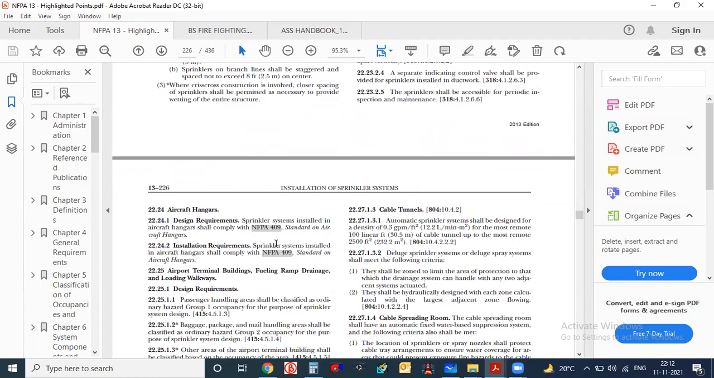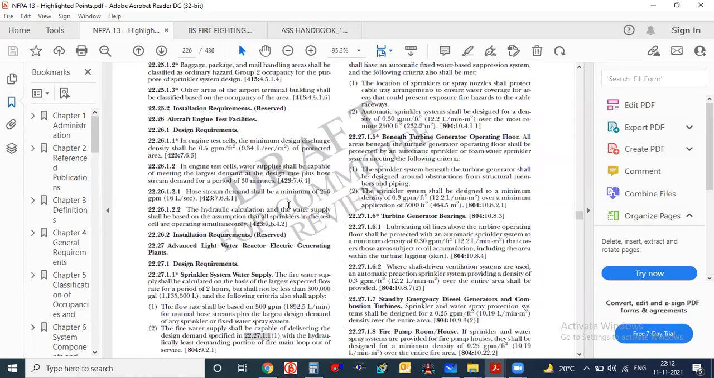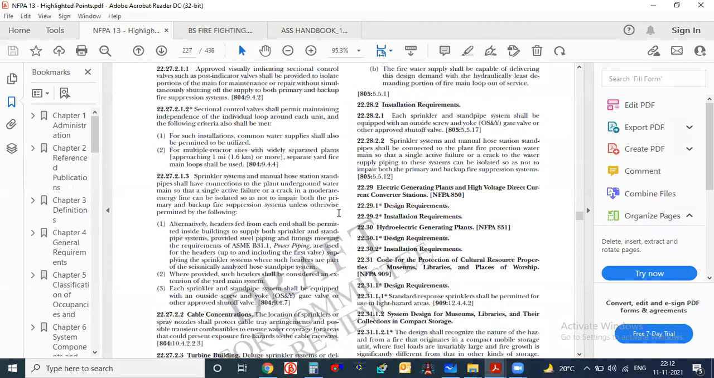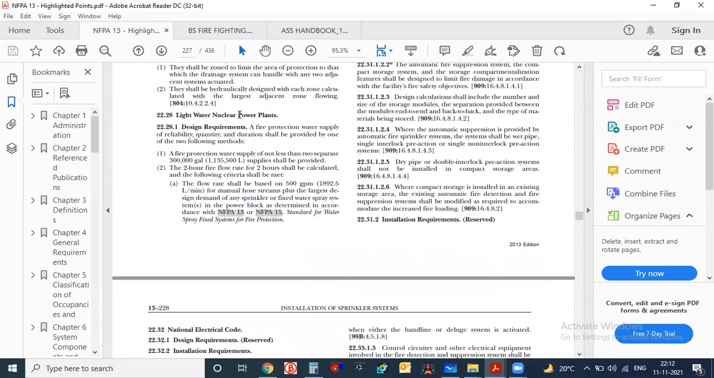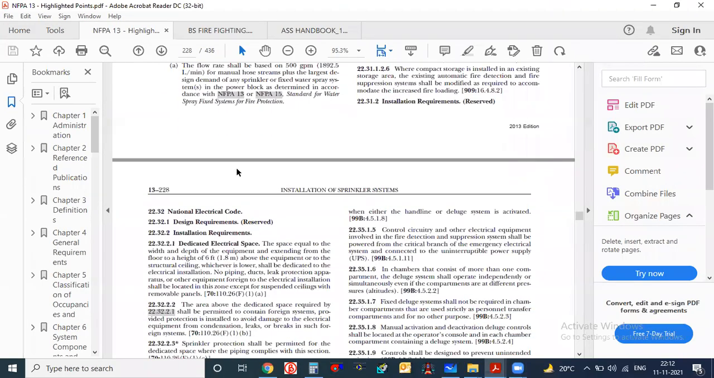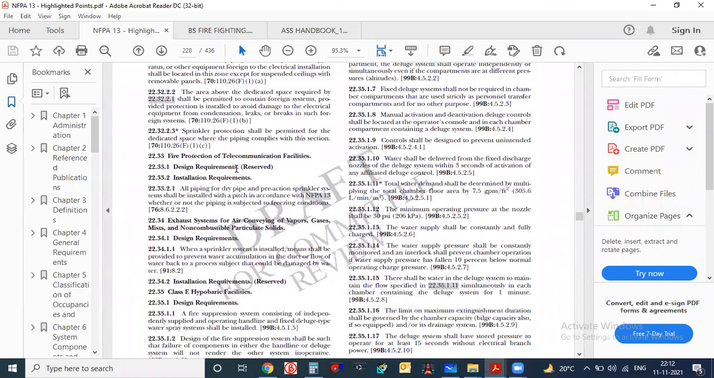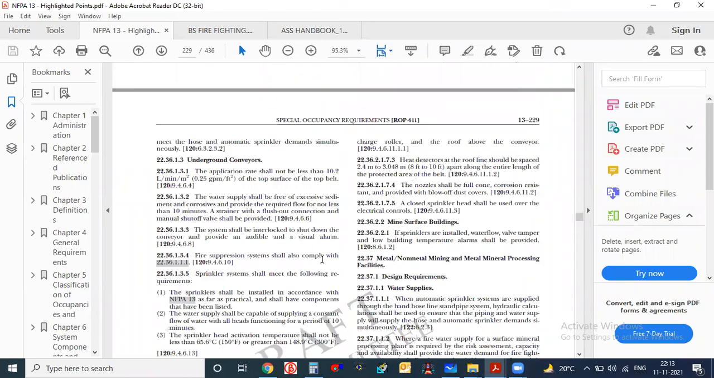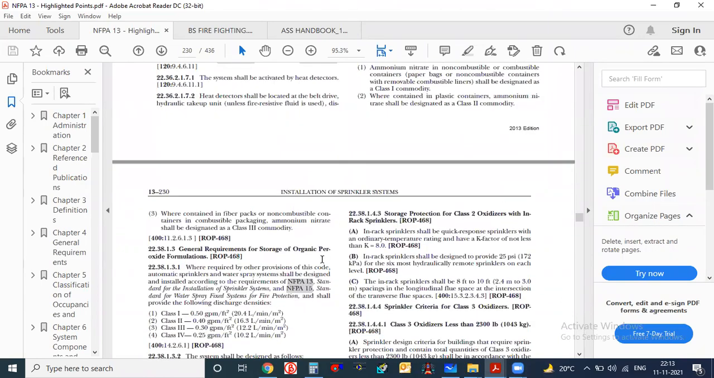It is telling that go with NFPA 409, whatever is given. Airport terminal building, fueling ramp, cable tunnels. So here they have given small requirements. So you have to just check this. And whenever you are designing that special, then only we have to go into it. Otherwise, nuclear power plants also they have given, very special requirements actually. And so many things, coal mines also they have given. Okay, I will just skip these points, I think.